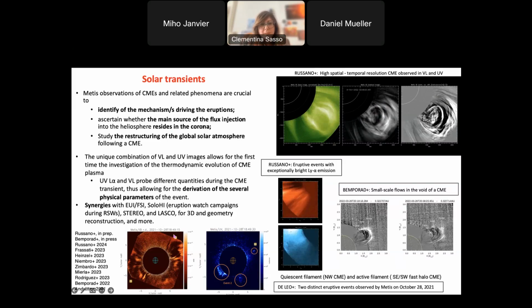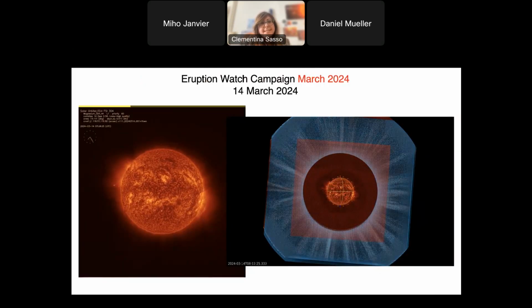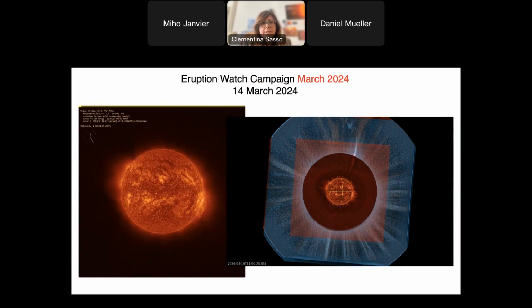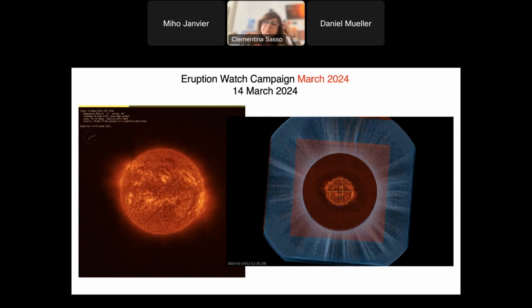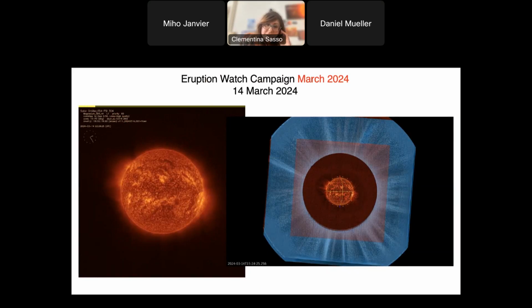Here we have some examples. I listed here the papers that are already published or are in preparation. And then I also would like to show you some work that is being done at the moment on two events that we saw in the last eruption watch campaigns. This is related to the 14th of March 2024.